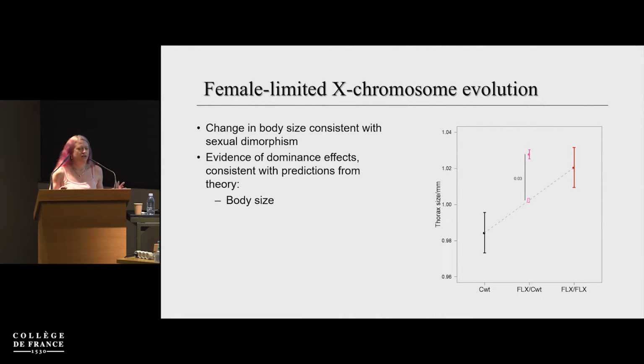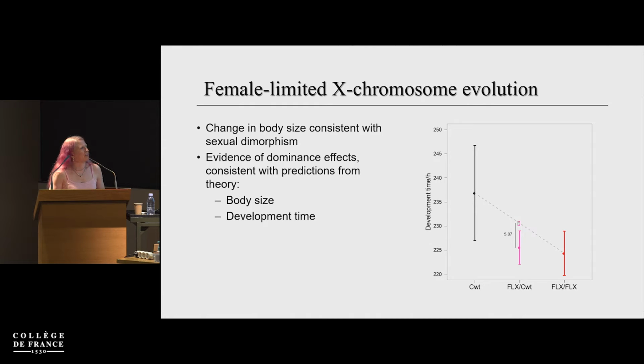But if you do disentangle them, then you can look to see if you have some sort of signature of a dominance effect, so that an individual that has 2 evolved X chromosomes has a similar phenotype to one that only has 1 evolved X chromosome. So here we're basically looking at the significance of the deviation from the additive expectation.